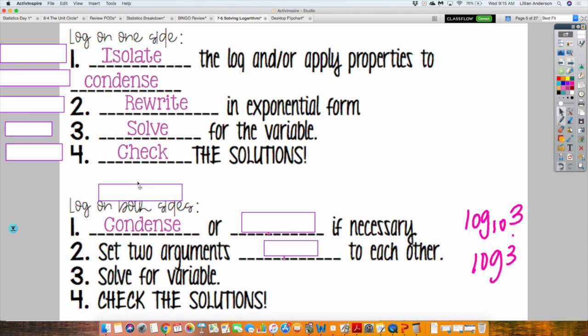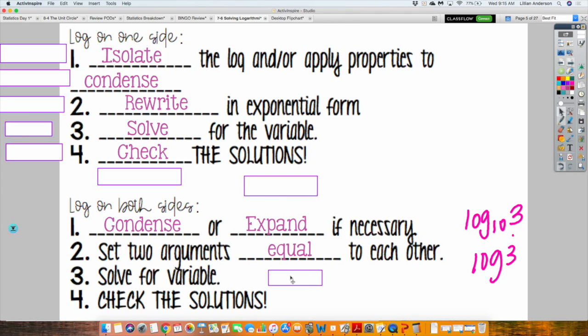When you have a log on both sides, you either have to condense or expand if necessary. More than likely, you're just going to be condensing. It's very rare where you're going to expand. In this class, I'm not going to have you expand. It's only going to be condensed. Then you have to set the two arguments equal to each other. Then solve for the variable and check the solutions, okay?